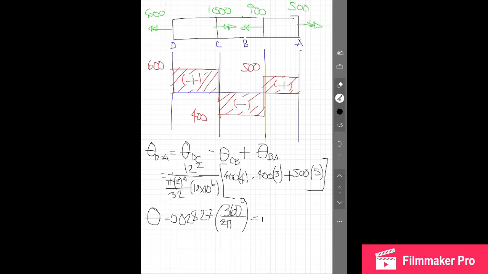So, the total angle of twist between A to D is just equals to 1.6195 degrees. Yay!